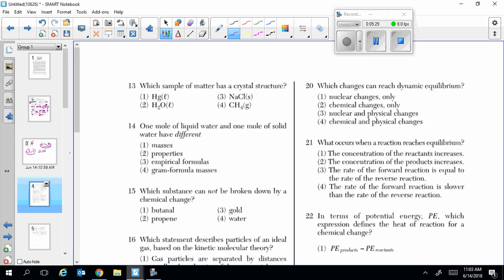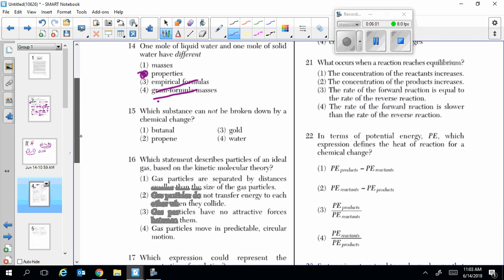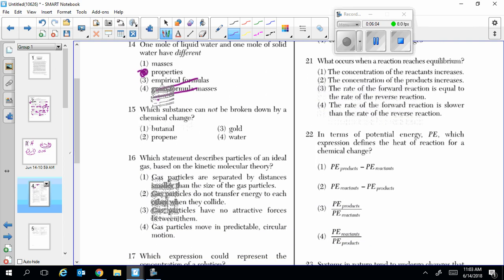Which sample has a crystalline structure? If it's a crystal, it's got to be a solid. So I'm going to choose choice 3 because it was a solid. 1 mole of liquid water and 1 mole of solid water have different. All right, well, they definitely have different densities, but that's not a problem here. So the gram formula mass is going to be exactly the same because they're both H2O. The empirical formula is H2O. Oh, the properties are going to be different. A solid is going to float, and a liquid is going to have its molecules move past each other.